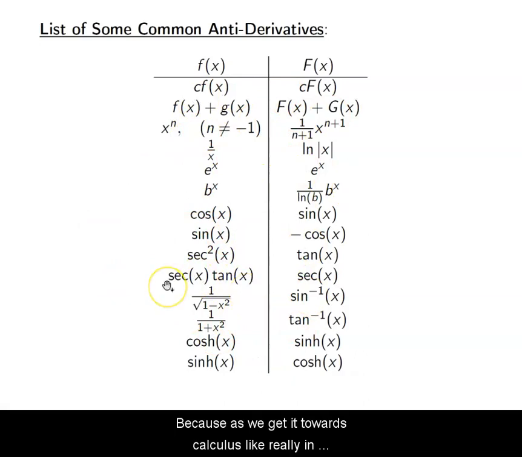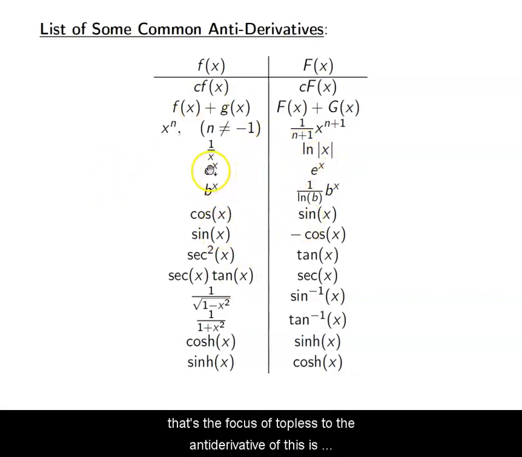Because as we get towards calculus, really into Calculus 2 stuff, the focus doesn't necessarily become the antiderivatives, but it's methods of finding these antiderivatives. Just like for differentiating, we had very complex derivatives that we had to calculate, and there are methods for finding the derivative. That's the focus of Calculus 2.